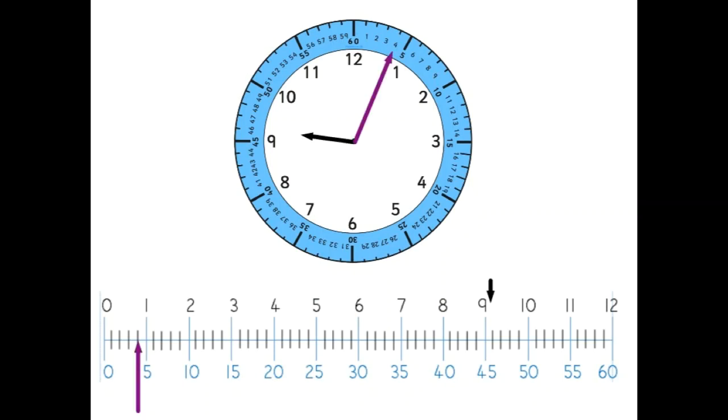Now I've added hands to my clock. So my hour hand has just travelled past the 9, and you can see this represented on my number line below as well. And my minute hand has just travelled to the 4 minutes past position on my clock, which I've also popped on my number line below. As you can see, it's not quite reached that 5-minute interval. So the time is 4 minutes past 9.